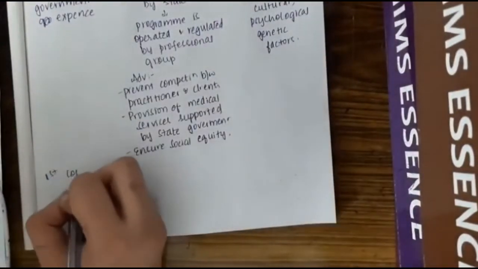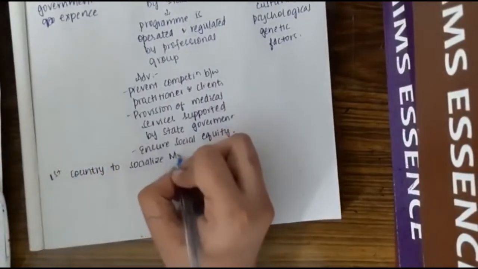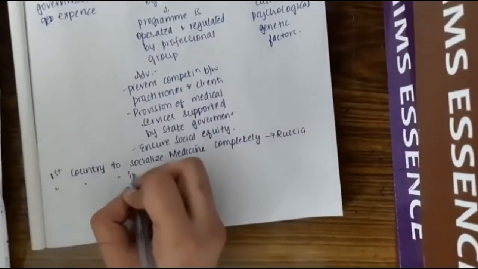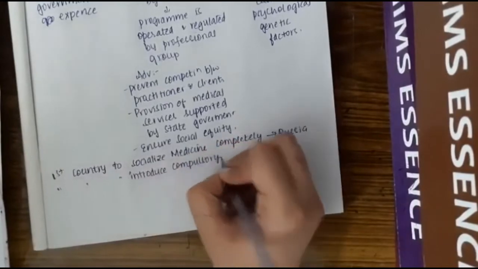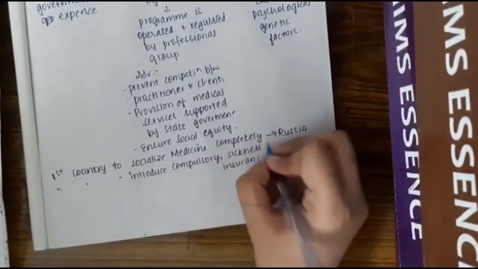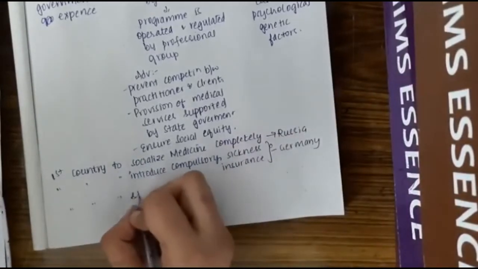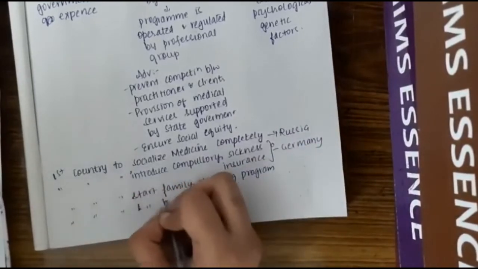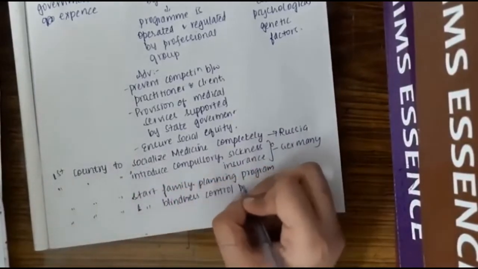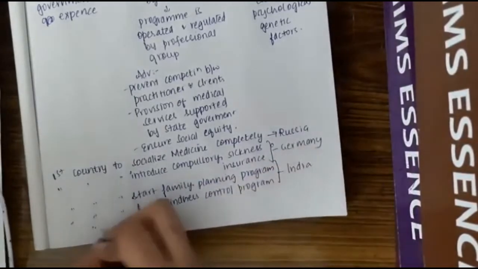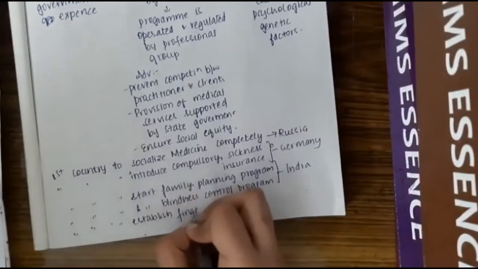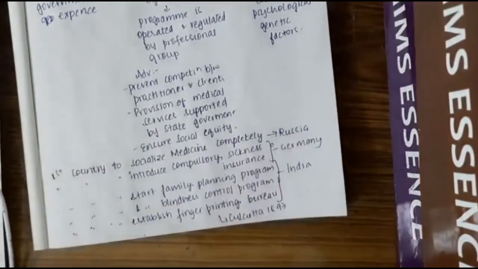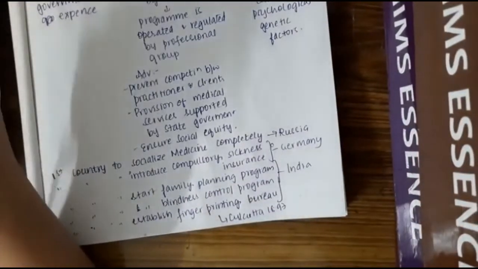Now we have some important one-liners. First country to socialize medicine completely is Russia. First country to introduce compulsory sickness insurance is Germany. First country to start a family planning program is India. First country to start a blindness control program is also India. First country to establish a fingerprinting bureau is also India. In India, the first fingerprinting bureau was established in Calcutta in 1897.